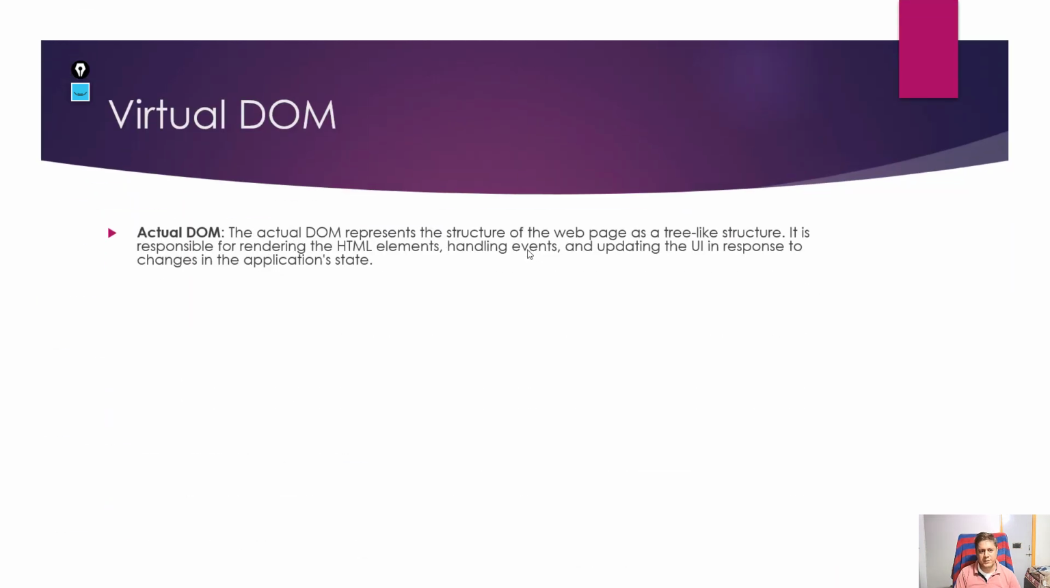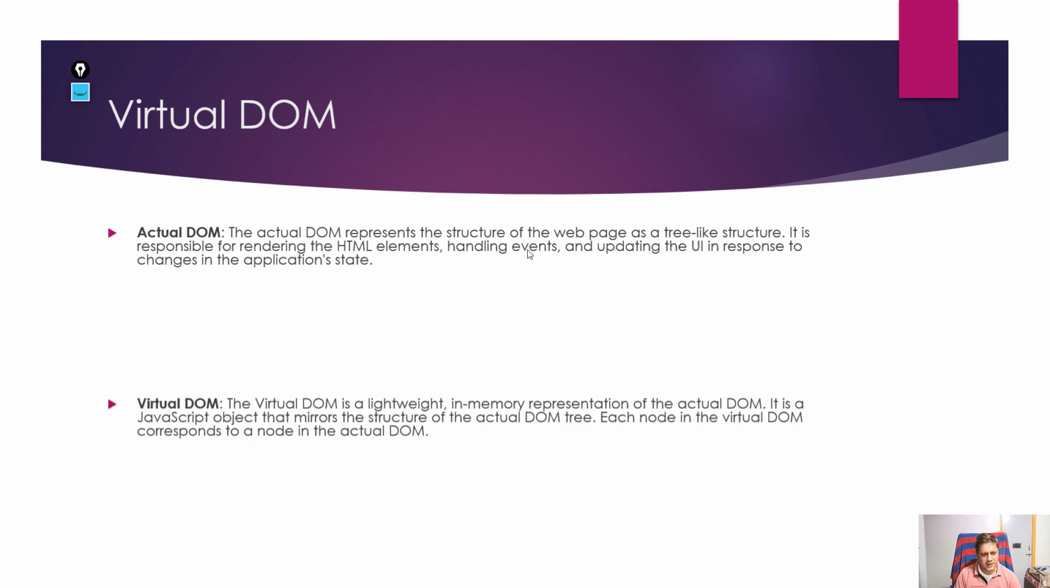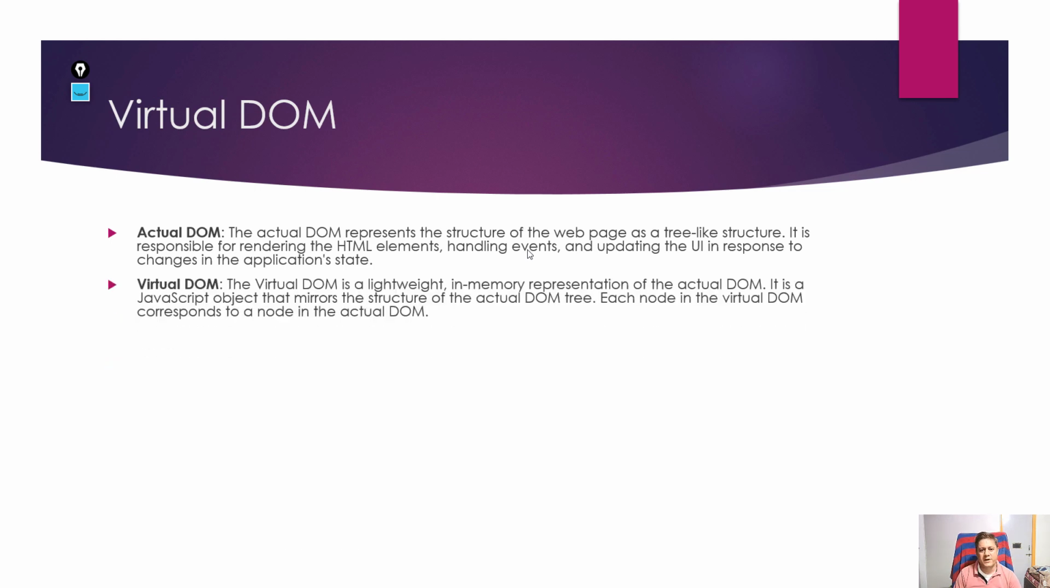There are some terminologies I am going to tell you here. The actual DOM represents the structure of the web page as a tree-like structure. I am going to show you before the end of this video, so you will understand properly. It is responsible for rendering the HTML elements. The virtual DOM is a lightweight in-memory representation of the actual DOM. It's nothing but a kind of copy of the actual DOM, and then React.js checks what is modified in the actual DOM. Each node in the virtual DOM corresponds to a node in the actual DOM.